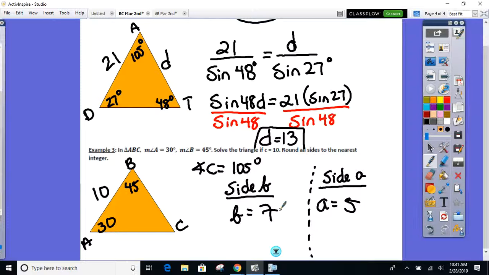Should be getting side A is 5 when you calculate it. Side B is 7. Anybody need some help here setting up those ratios before I get to this last beast? We're all good.